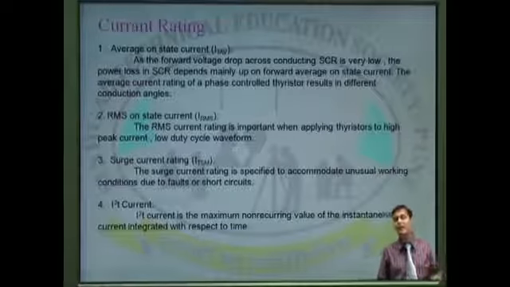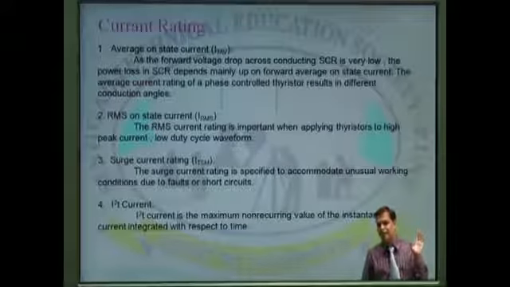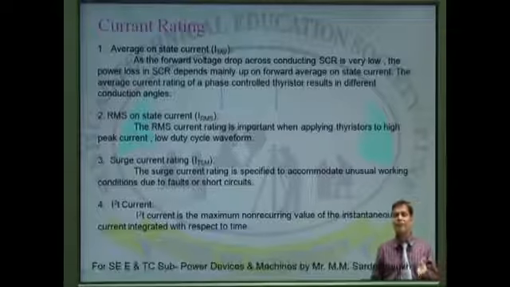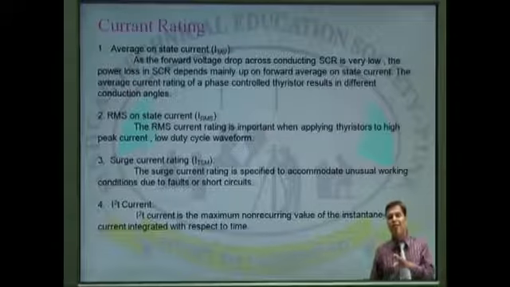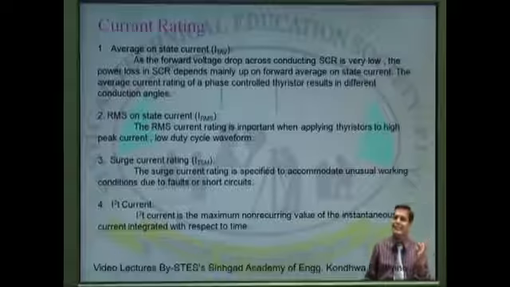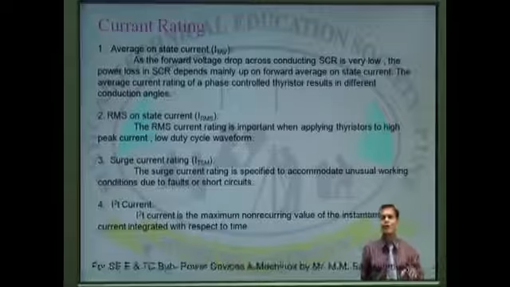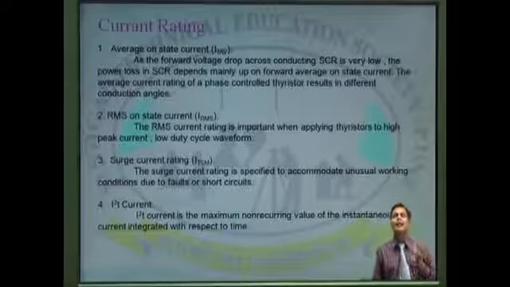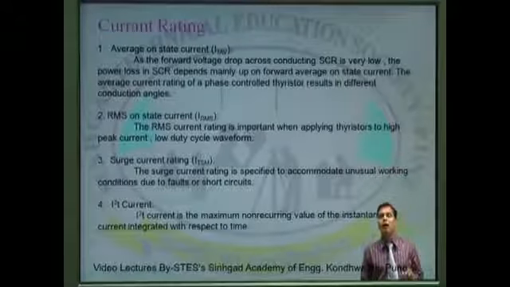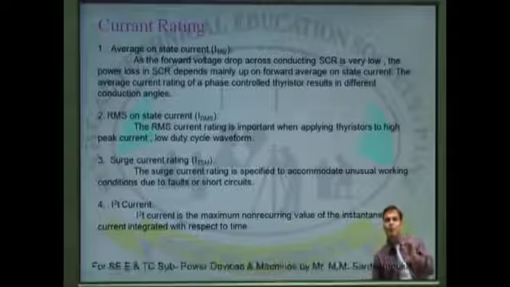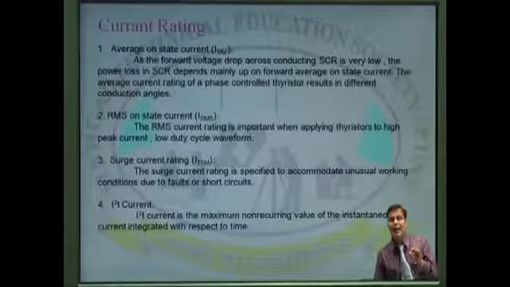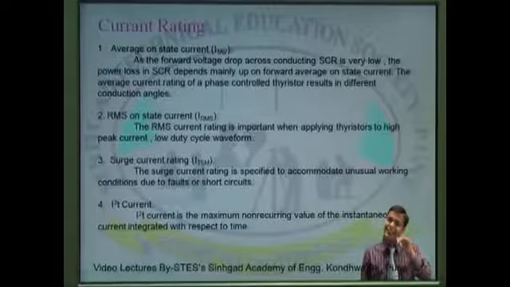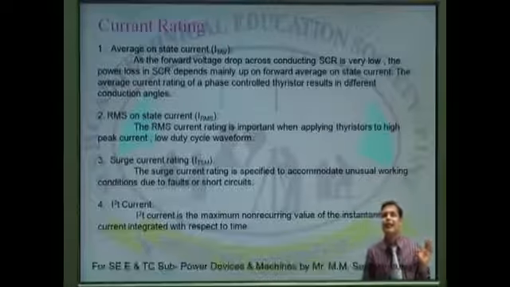It is nothing but the integration of current with respect to time. So this rating is typically taken into consideration to coordinate with a fuse. Even for a small duration, if current exceeds a particular limit, it may cause damage to the device. So the I square T rating gives you an idea about the time for which the device may withstand a higher current. If the time exceeds that, then the device may get damaged.